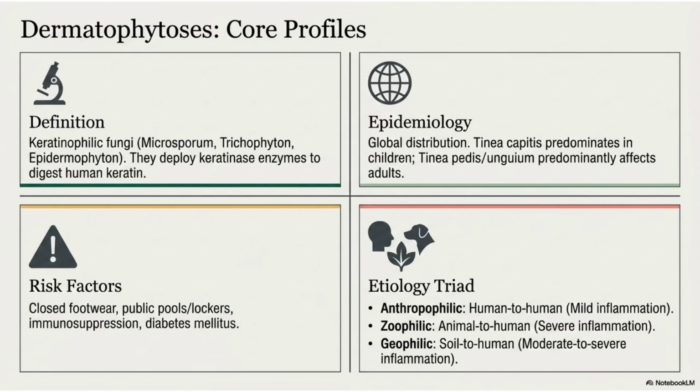And the overarching behavioral rule for these pathogens, zoophilic and geophilic species, are noisy invaders causing massive inflammation, while anthropophilic species are quiet, highly adapted stealth pathogens. Internalize those principles, and the murky waters of clinical mycology become highly navigable. This has been an absolute masterclass. We took a dry 2006 exam question and unpacked a hidden world of biochemical chainsaws, immunological bombs, and interspecies warfare.